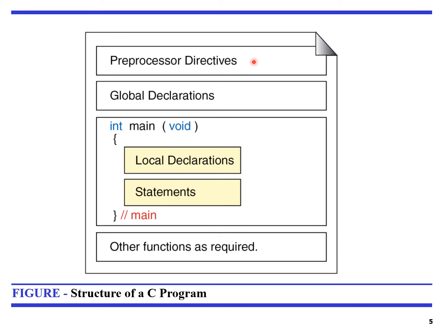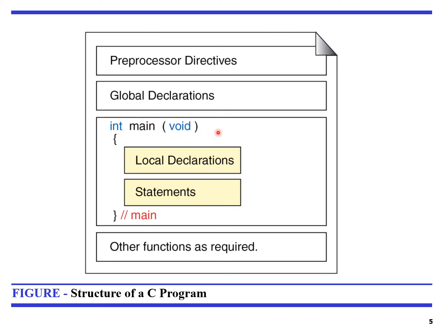Then the global declaration section. The global declaration section contains global variables. Global variables are defined outside a function, usually at the top of the program. Global variables hold their values throughout the lifetime of your program, and they can be accessed inside any of the functions defined for the program.